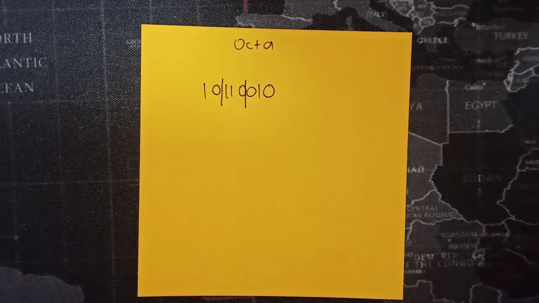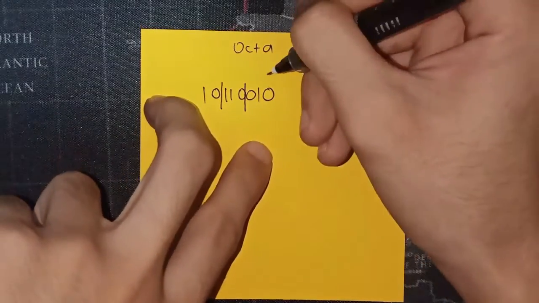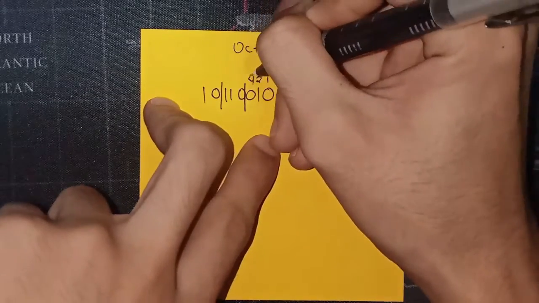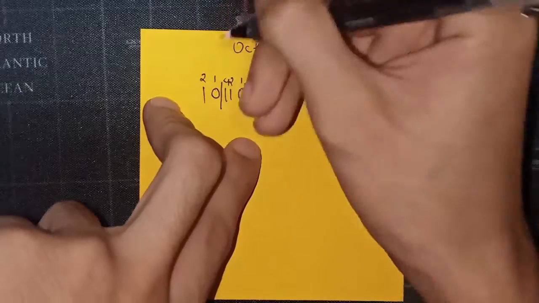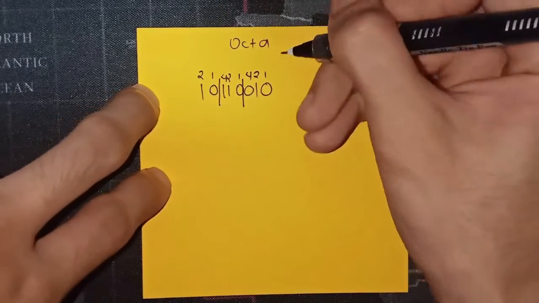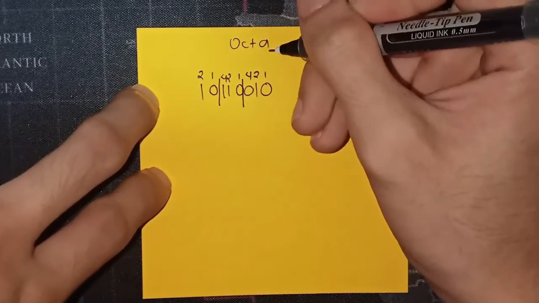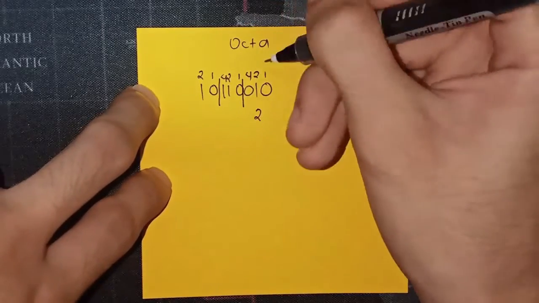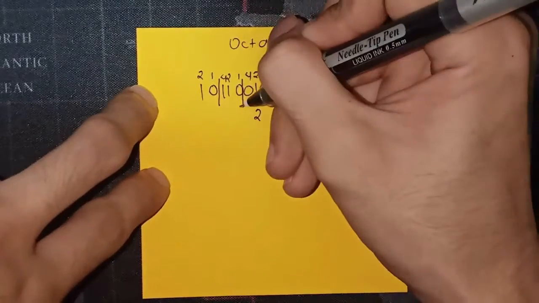And the next step is just to write a number, decimal, just like this: 1, 2, 4. 1, 2, 4. 1, 2. And multiply it. 1 times 0 is equal to 0. 2 times 1 equals 2. 4 times 0 is equal to 0. And so on.